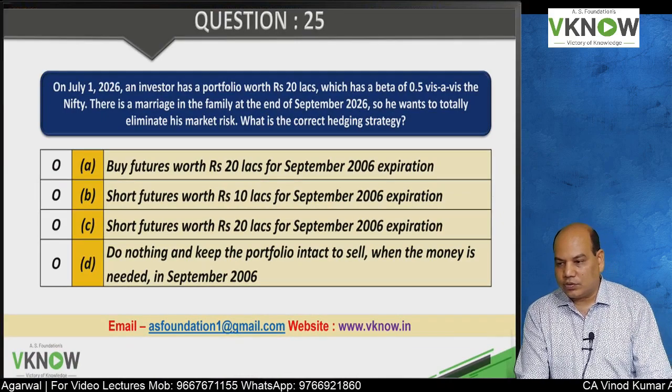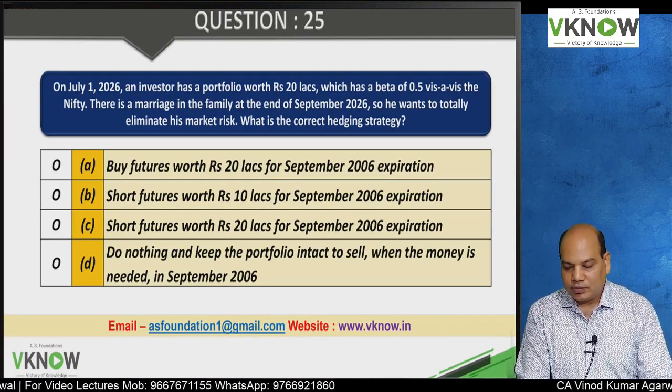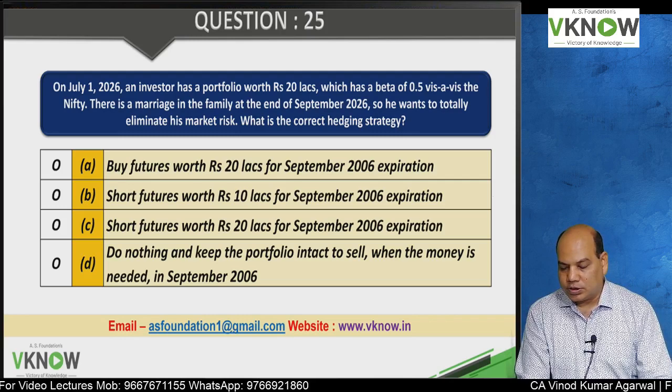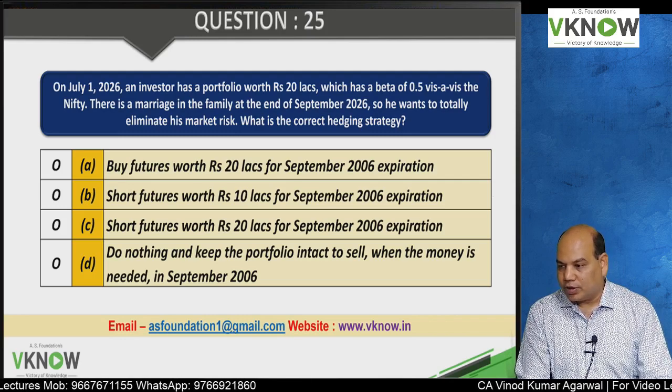On July 1, 2026, an investor has a portfolio worth rupees 20 lakh, which has a beta of 0.5 vis-a-vis the Nifty. There is a marriage in the family.